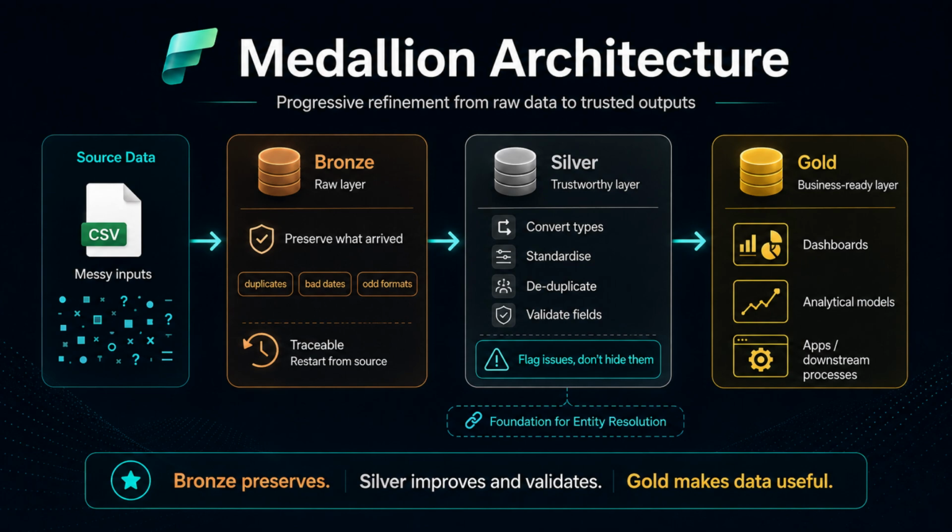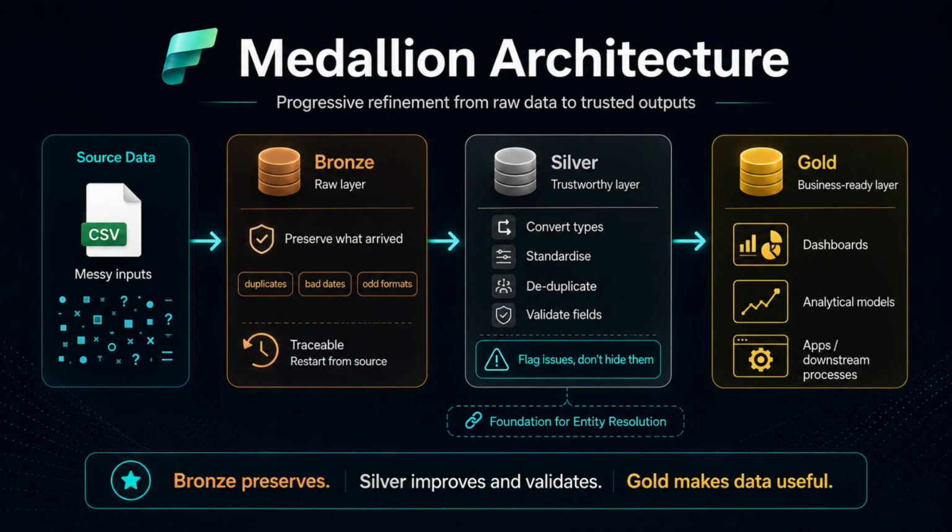Bronze is the raw layer. This is where I want to preserve the data more or less exactly as it arrived. Duplicates stay. Bad dates stay. Odd formatting stays. And that's intentional, because if I later discover that my transformation logic was wrong, I can always come back to bronze and start again from the original source. So bronze is really about preservation and traceability.